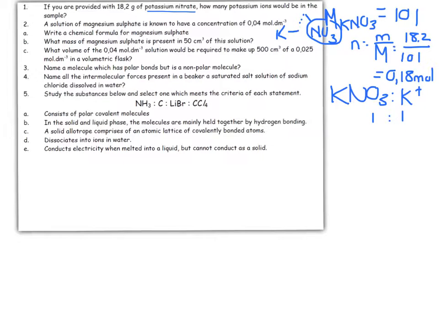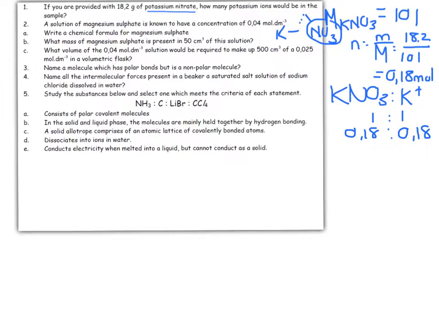But let's say I'd had magnesium nitrate, I would have 1 magnesium for 1 magnesium, but there would be 2 nitrate ions, and so it would be a 1-to-2 ratio if I was working out the nitrate ions. So just be aware what the ratio is in there. And then what we're going to say is, therefore, if I have 0,18 moles of potassium nitrate, I would also have 0,18 moles of potassium ions.